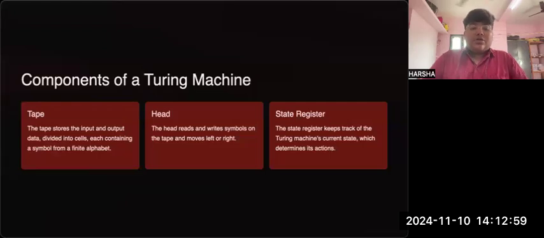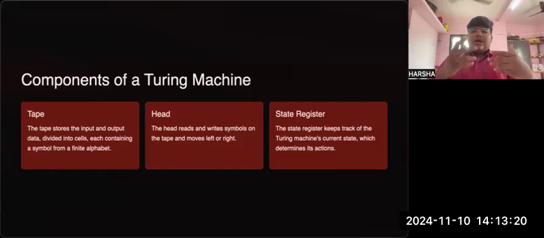Components of a Turing machine. Now, a Turing machine has three main parts. First part is an infinitely long tape. Think of it as a huge piece of paper where you can write anything: numbers, letters, symbols. The second part is the read-write head. This head moves along the tape, reading and changing the symbols.